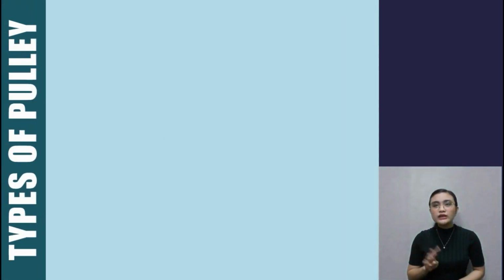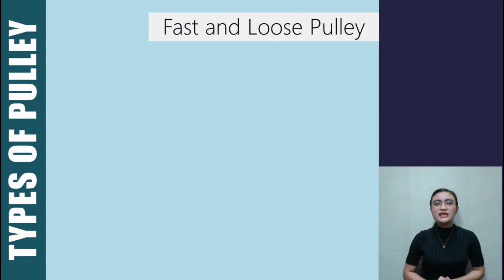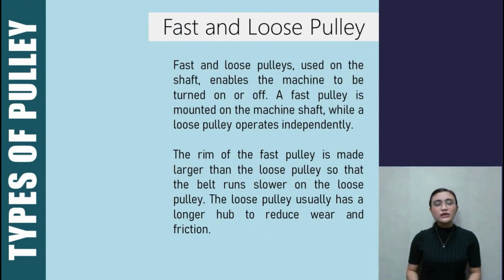Number four, the fourth type is the fast and loose pulley. This is the combination of two kinds of pulley. The fast and loose pulleys are used on the shaft that enables the machine to be turned on or off. Fast pulleys are mounted on the machine shaft while the loose pulleys operate independently. And these two types of pulley can vary in size.